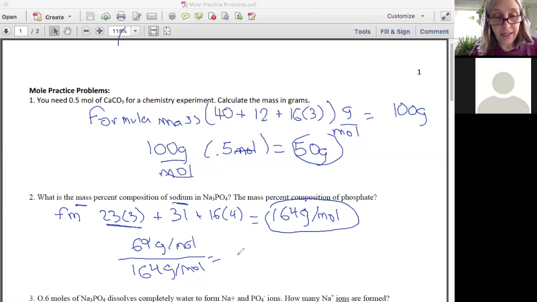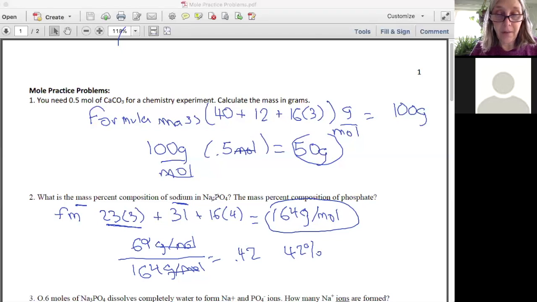And then when we divide, we get a ratio of 0.42. Again, there's no units because they cancel, but that's good because what we want is a percent. And so what we do is then we multiply by 100 and we get 42%. So this is 42% sodium.